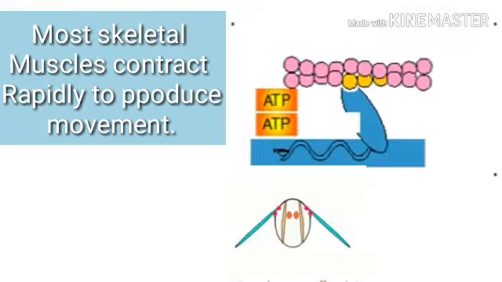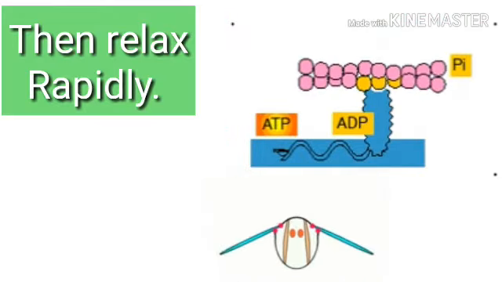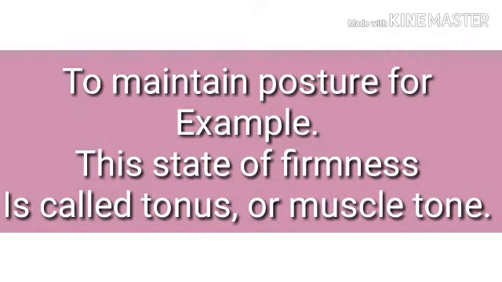Most skeletal muscles contract rapidly to produce movement and then relax rapidly unless stimulation continues. Sometimes, muscles are kept in a steady partially contracted state to maintain posture. This state of firmness is called tonus or muscle tone.